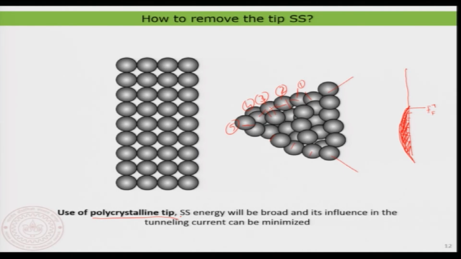So, if you now have a broad tip, this is how the tip is going to look, and then I am not really worried about the density of states of the tip, because it has a broad function. So, that is not going to clearly affect my measurement, and then I can now have the surface. So, this is basically my tip.